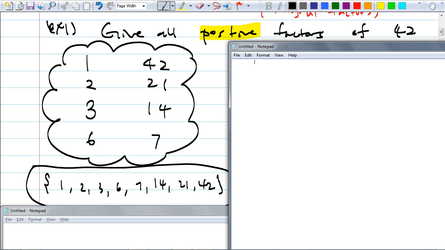So if they ask you to give all positive factors of a number, do you know what to do now? Start with the easiest one, right? Start with 1 and that number, and then keep going. Does 2 go in? If it doesn't, try 3 and 4, until it wraps around, and you list all these numbers.